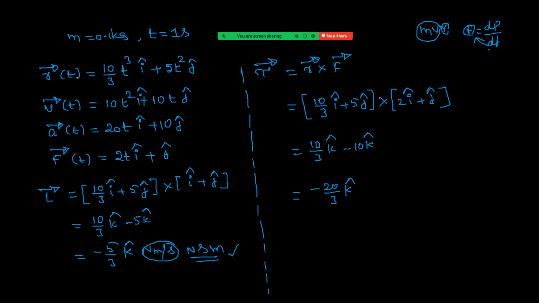Okay. It is simply calculating V bar, A bar, F bar. Then directly r bar cross p bar, r bar cross F bar. Okay.